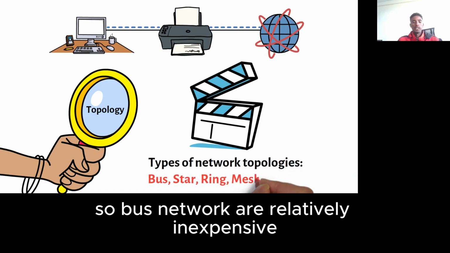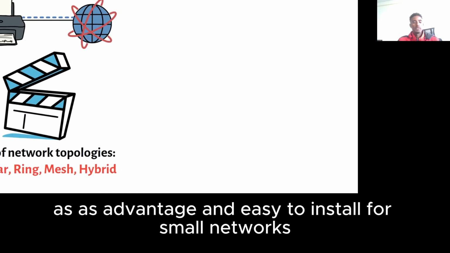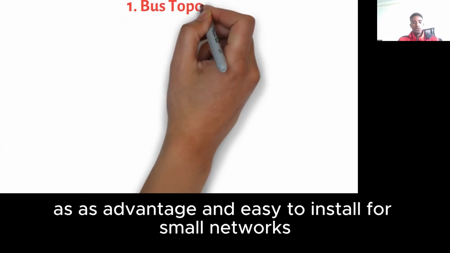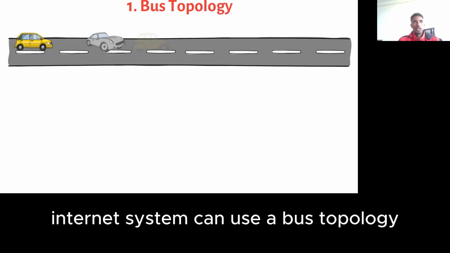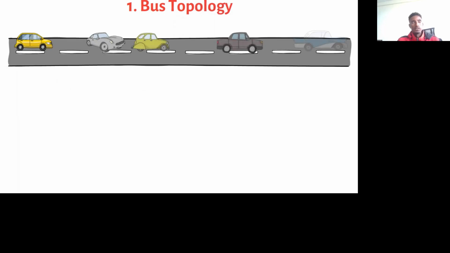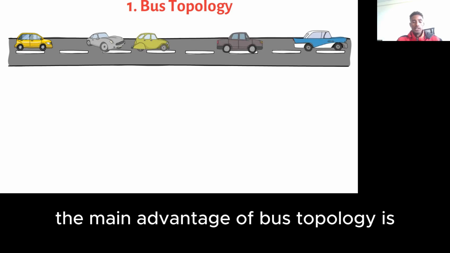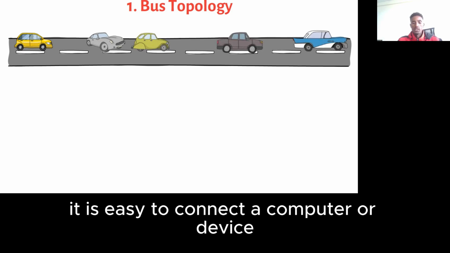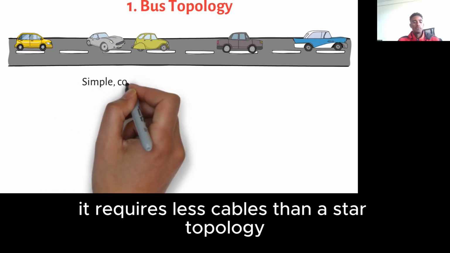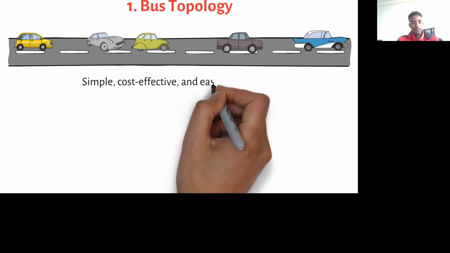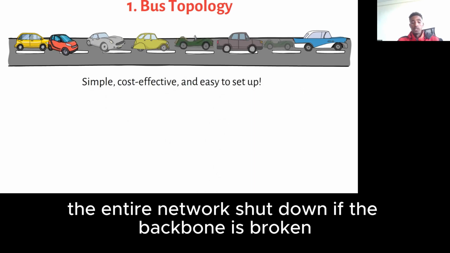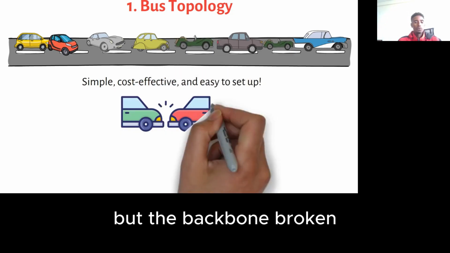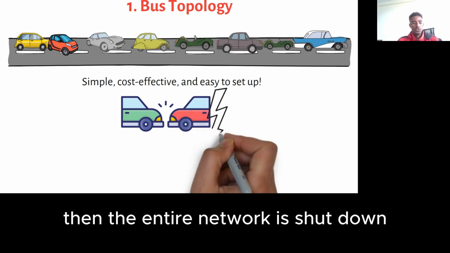Bus networks are relatively inexpensive, as an advantage, and easy to install for small networks. For example, an internet system can use a bus topology. The main advantage of bus topology is that it is easy to connect a computer or device, and typically it requires less cable than a star topology. The main disadvantage: the entire network shuts down if the backbone is broken. If the backbone is broken, then the entire network is shut down.